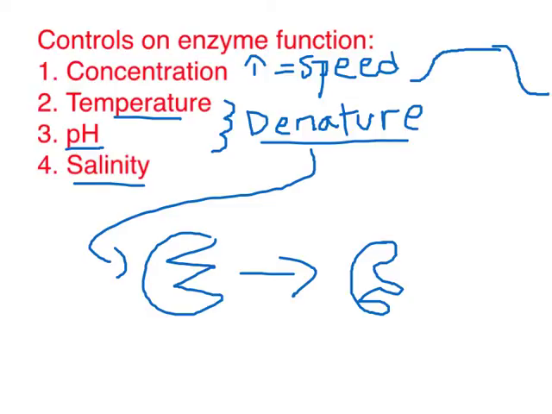Other things can denature as well. Other proteins can denature. It doesn't just have to be enzymes that denature. So anything that's proteinaceous, if you heat it or you drop its pH or you add a bunch of salt to it, any of those things can actually cause the protein to denature as well. But that's your quick review of enzymes. There we are.